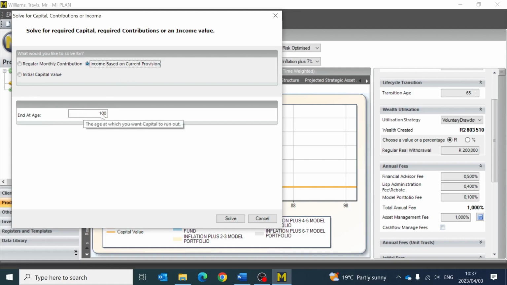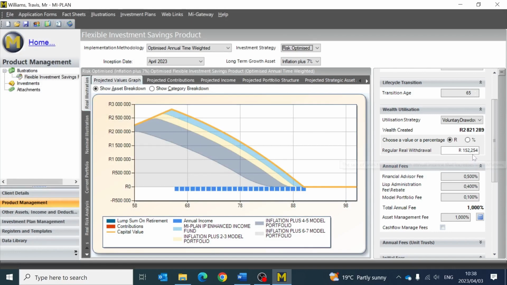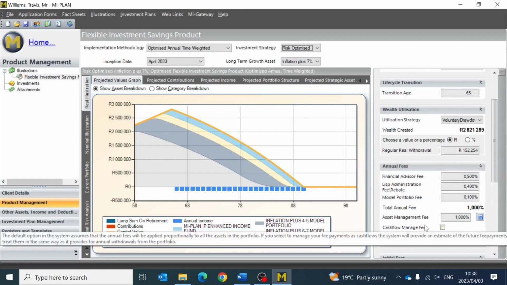So we want to know what income can we get if we're happy for it to end at the age of 90. So I can go and solve that. Note now that that went from 200,000 to 152. So because of those fees, 200,000 simply wasn't possible. That's come down now to 152,000.